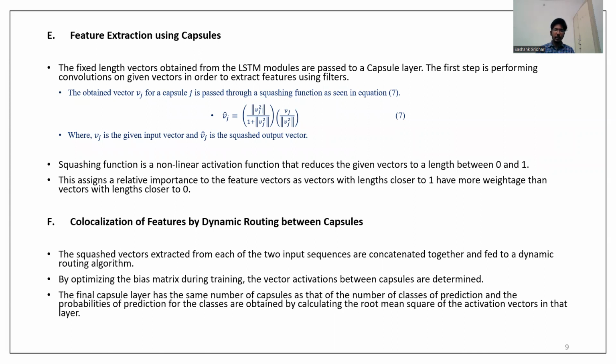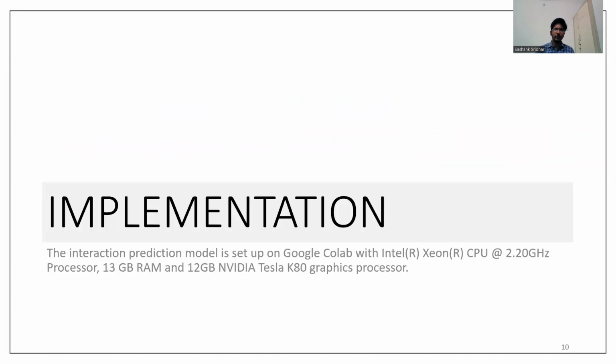The final capsule layer has the same number of capsules as the number of classes of prediction, and the probability of prediction for each class is obtained by calculating the root mean square of the activation vectors. Implementation: the setup is performed on Google Colab.